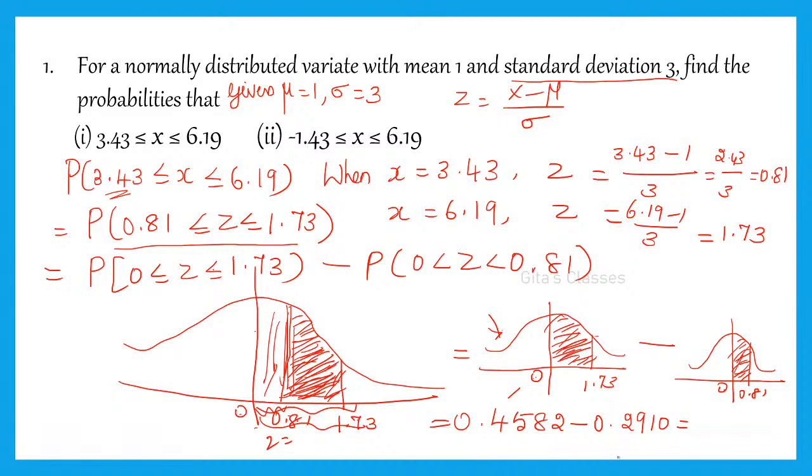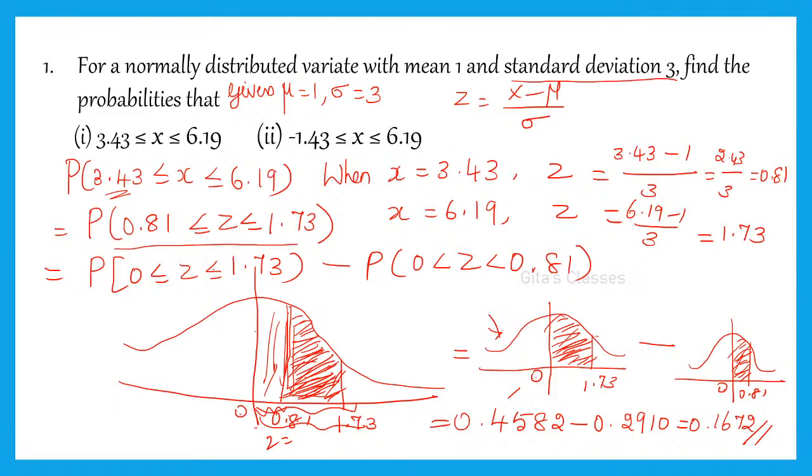That is 0.1672. 0.1672 is the answer for the first question. Any doubts in this? 0.1672? Yes, very good. All of you? Z is equal to 0.81, X is equal to 3.43. Understood all of you? Yes, 0.1672 is the correct answer.